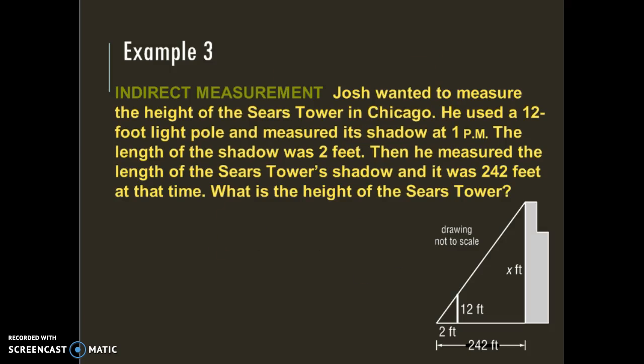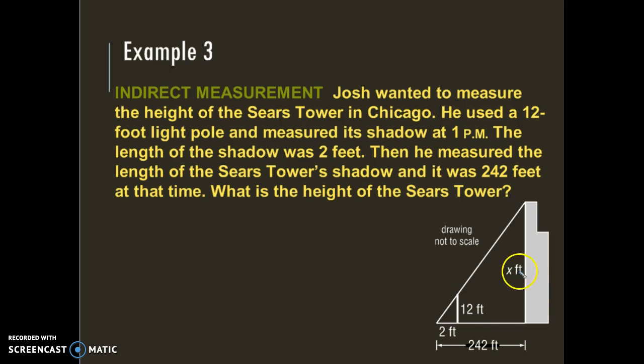And for our last example, we got a word problem. So Josh wanted to measure the height of the Sears Tower in Chicago. He used a 12-foot light pole and measured its shadow at 1 p.m. The length of the shadow was 2 feet. Then he measured the length of the Sears Tower shadow, and it was 242 feet at that time. And we want to know the height of the Sears Tower.